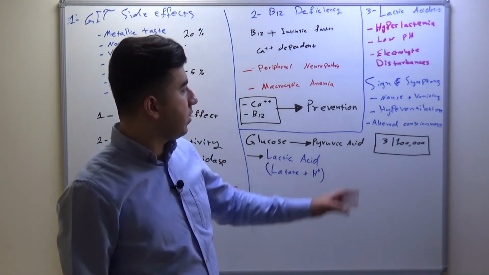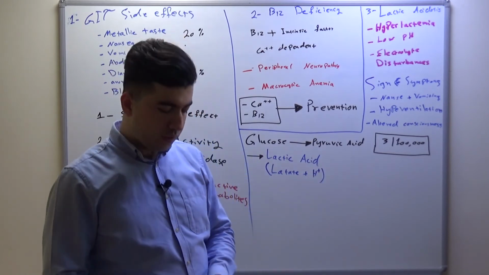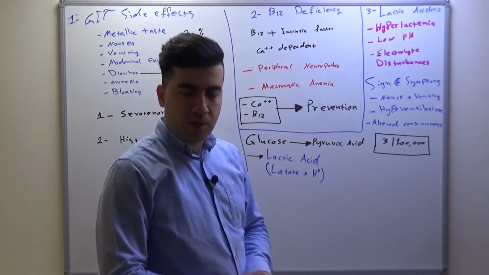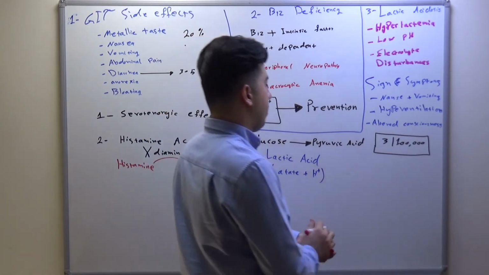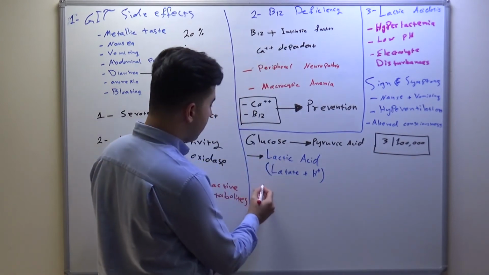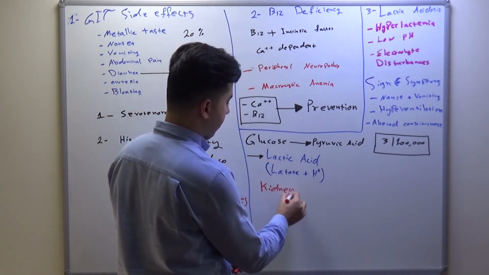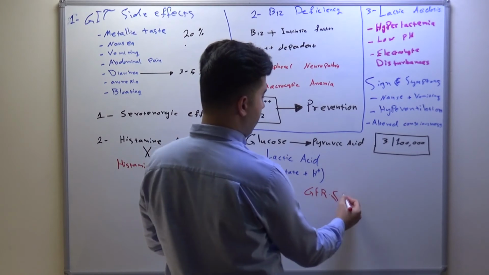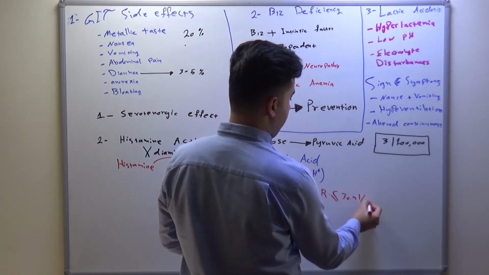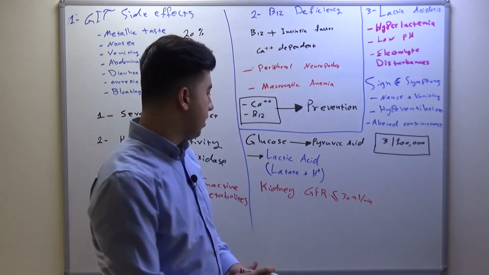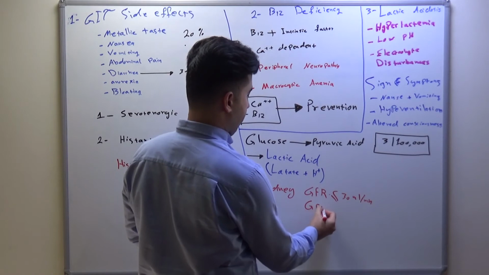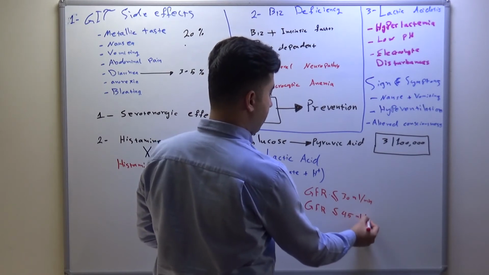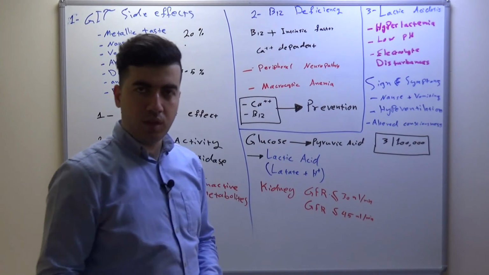So can we prevent the lactic acidosis? Yes, only by careful selection of patients. Any patients with risk factors for lactic acidosis should not be prescribed metformin. And these patients include those who have severe kidney disease, usually GFR, glomerular filtration rate, below or equal to 30, where metformin is contraindicated. Or if GFR is below 45, metformin is not recommended, and if used, the dose should be reduced.